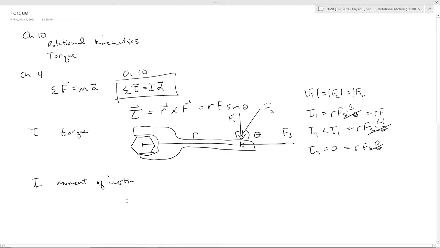For a quick example of this moment of inertia, imagine that you have a cylinder that you want to spin around its center versus a piece of tube where all the mass is on the outside. And suppose they have the same mass.